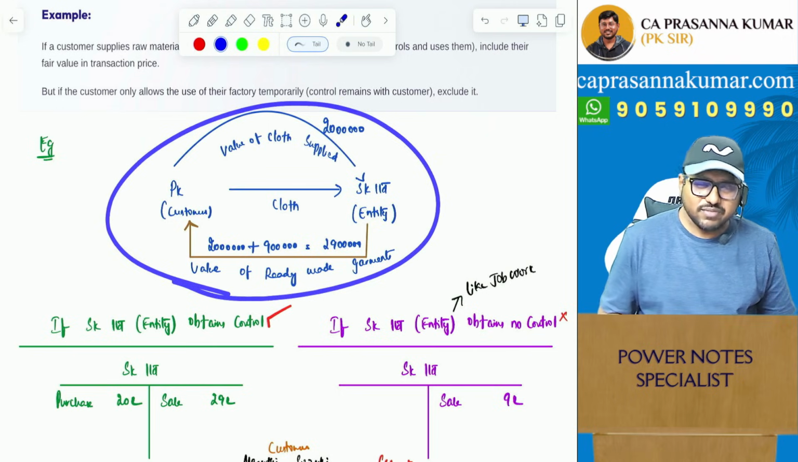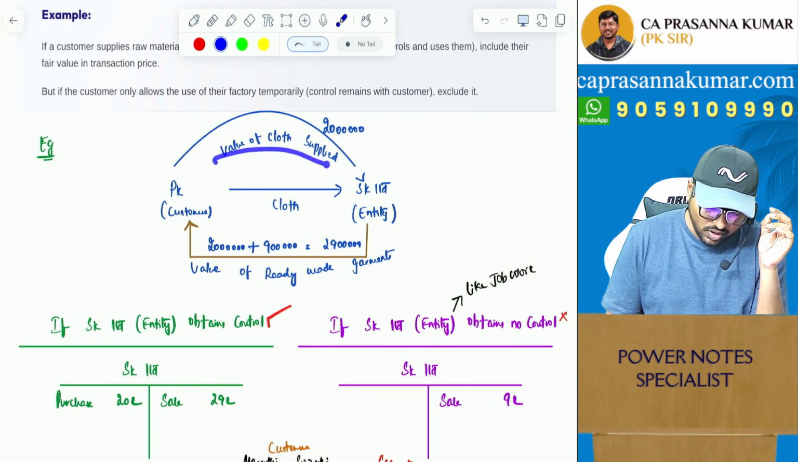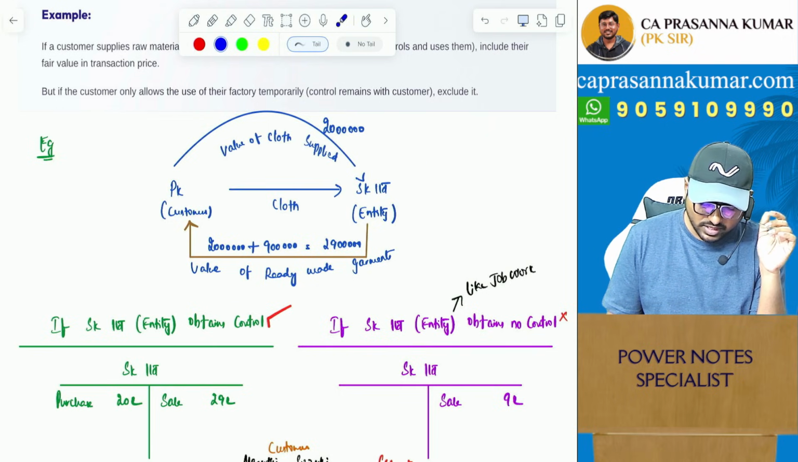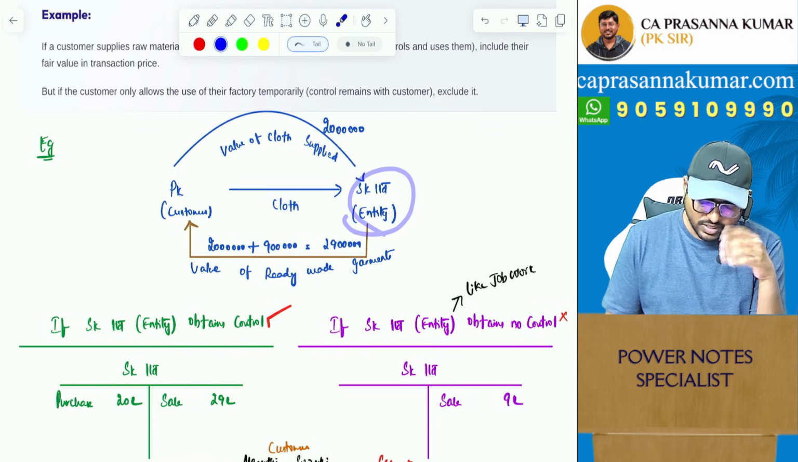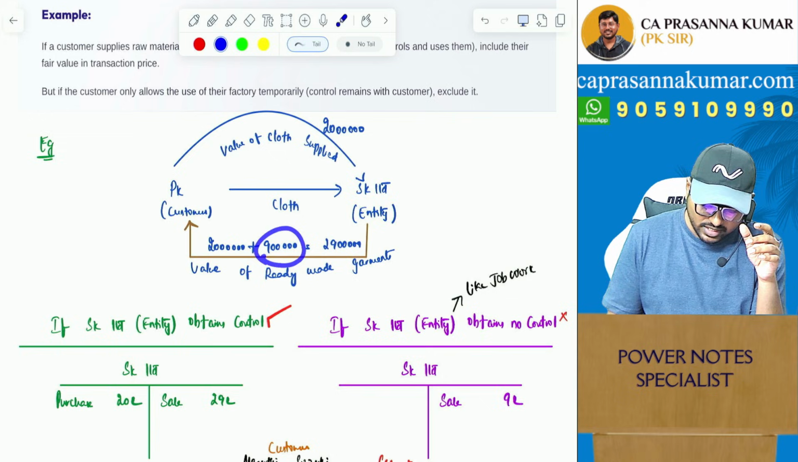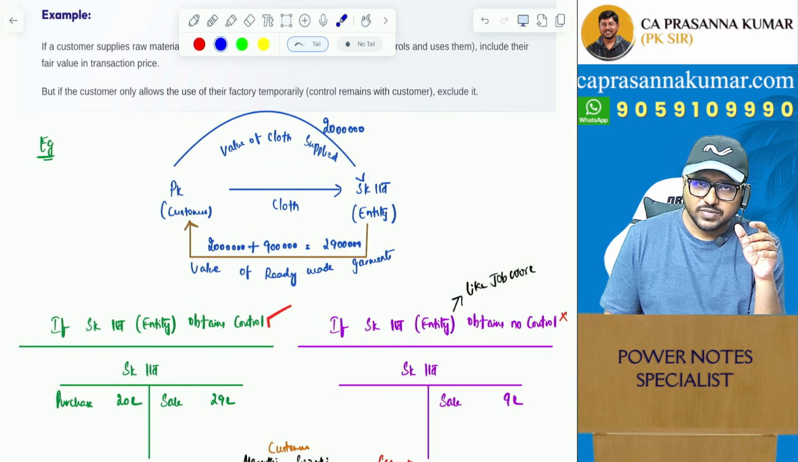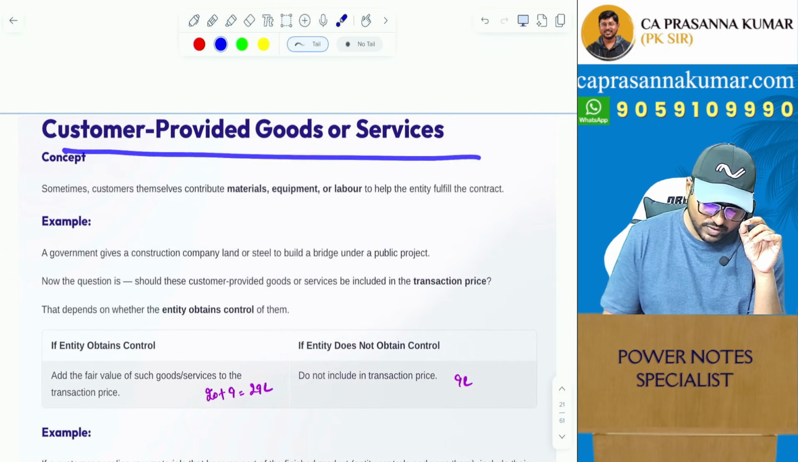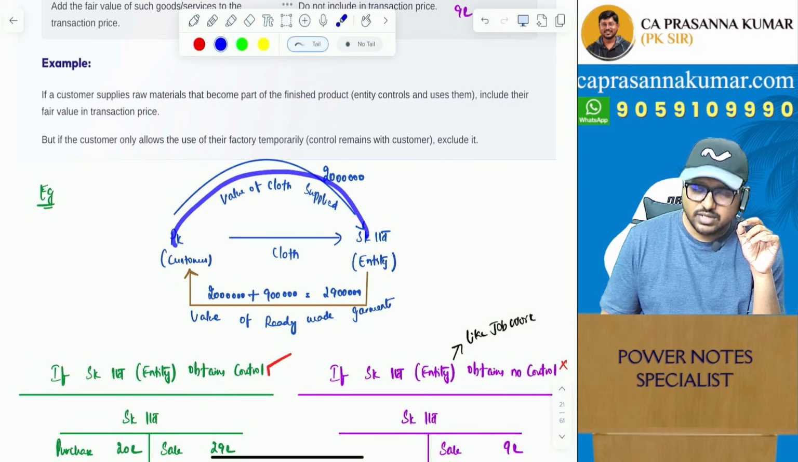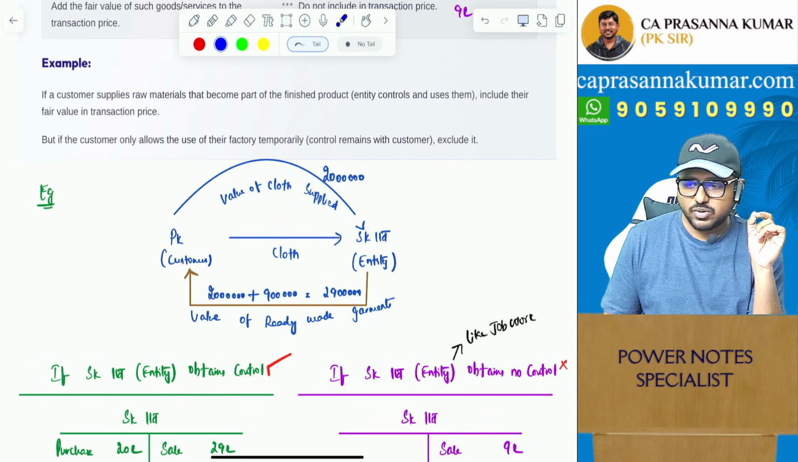So it's similar kind of a scenario, just imagine, okay? So cloth is provided to SK Limited. It's a very costly cloth and in large quantities. Let's say it is 20 lakhs. What SK Limited has to do, convert that into a garment. The value addition that is being done by SK Limited is 9 lakhs. Are you able to understand? And then this is in return sold to PK Limited for a value of 29 lakhs. Are you able to understand? Now, if you see, this is a perfect example of customer provided goods because customer has provided the cloth upon which SK Limited has worked upon, correct?